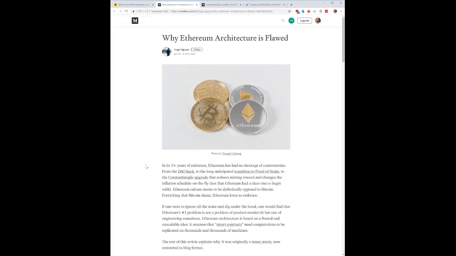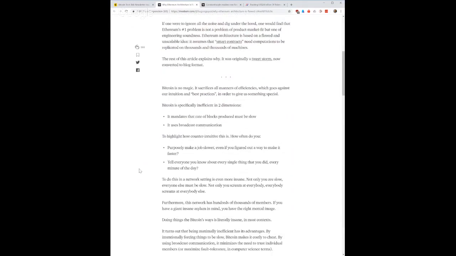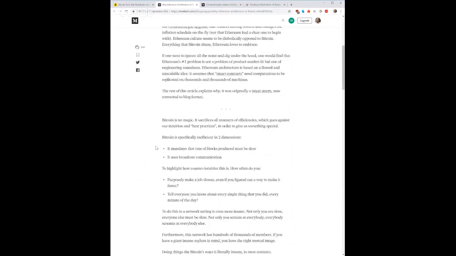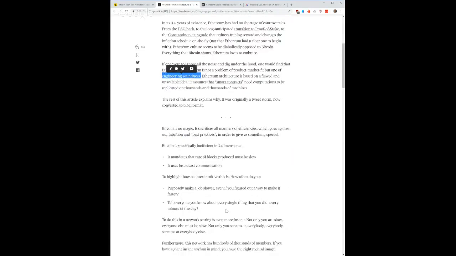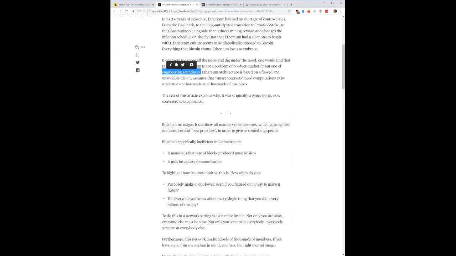All right, here is another article, Why Ethereum Architecture is Flawed. This is by Hugo, a very good writer, who has written a lot about proof of stake and so on. But essentially, he goes through a lot of the controversy, and really it's engineering soundness, right? There's something wrong with Ethereum, period. And it's not that good a tech, right? It's built on, as they say, toothpicks and bubblegum. It's not really heavy duty engineering.